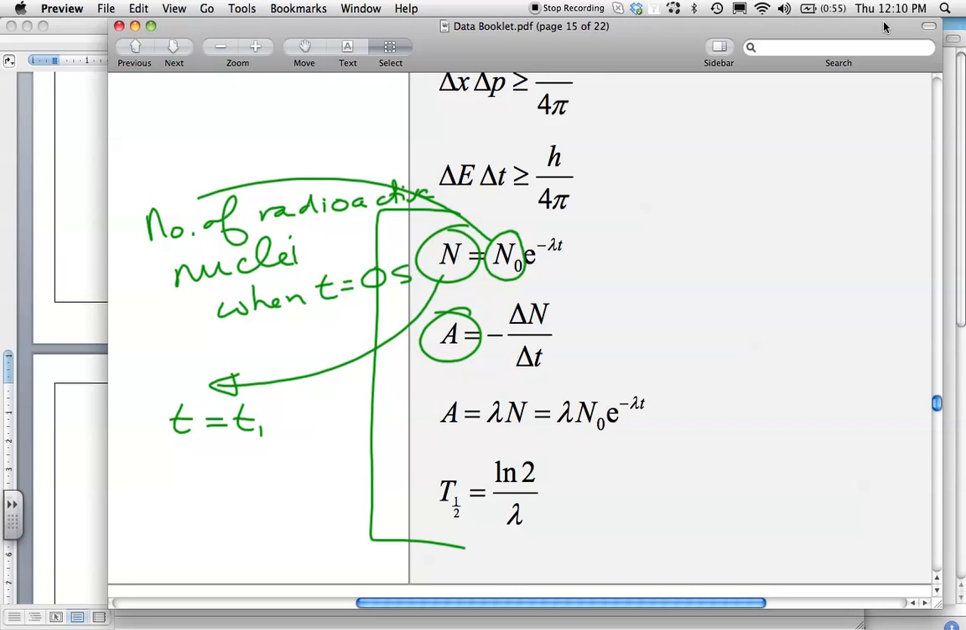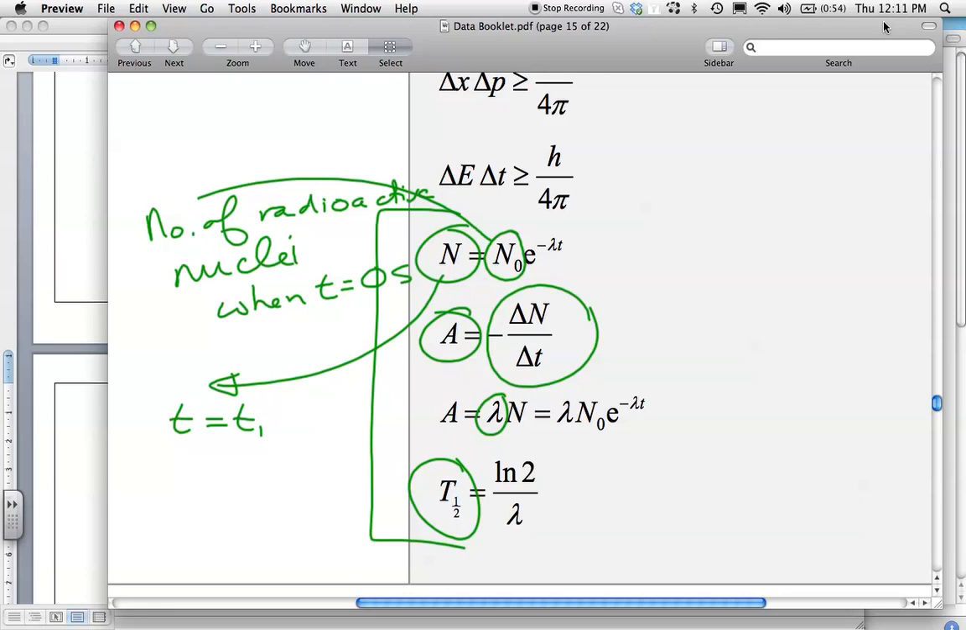A is the activity. It's the number of radioactive occurrences per second or per unit time, and that is obviously equal to the rate at which N changes. Lambda is your radioactive decay constant, and this is the probability that a single nucleus will decay in a given amount of time. That is your decay constant. And T to the half is the symbol that we use for the half-life for that element.